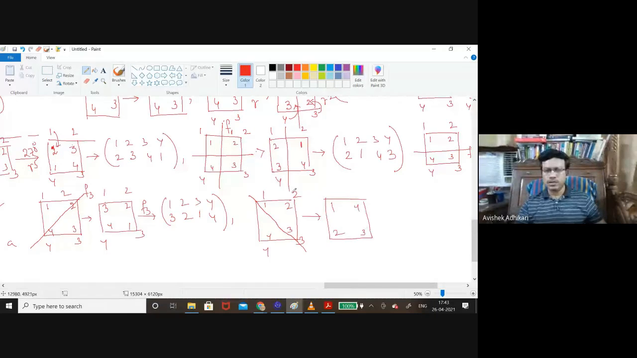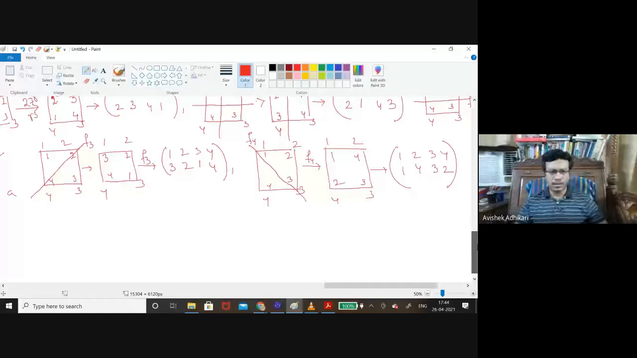So rotation wise, 1, 2, 3, 4, 1, 2, 3, 4. 1 goes to 1, 2 goes to 4, 3 goes to 3, 4 goes to 2. Okay. So any other things that you can think of? Any other symmetries?